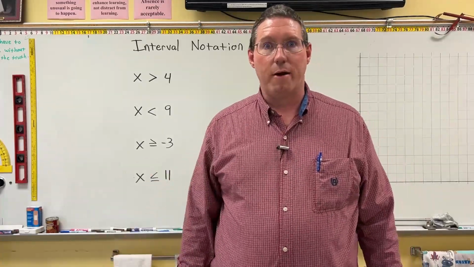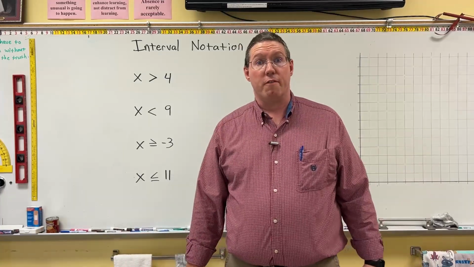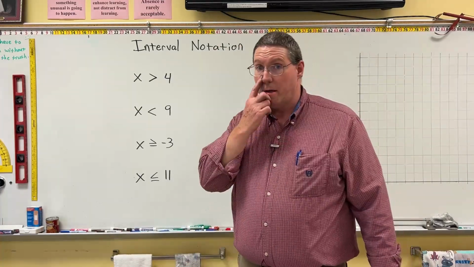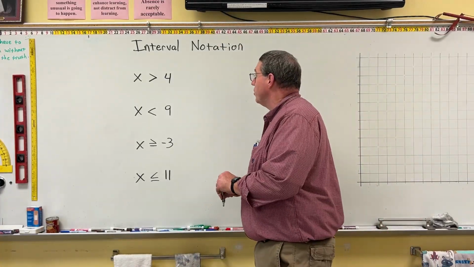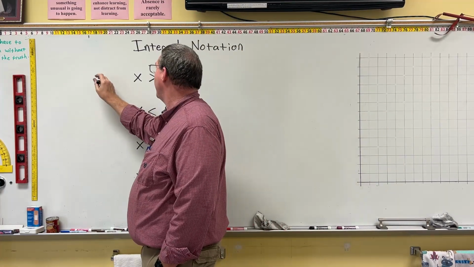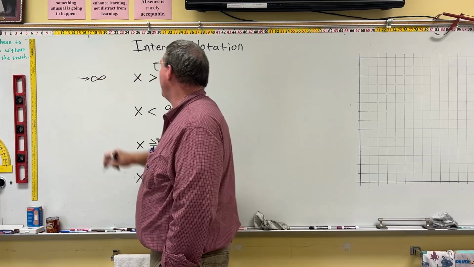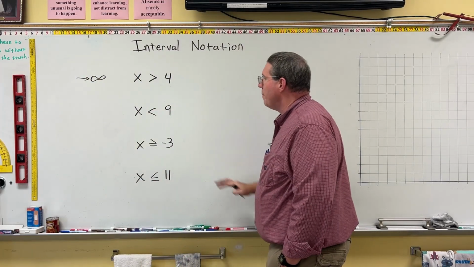So 10 is greater than 4. That's a correct answer. 1,000,000 is greater than 4, so 1,000,000 is a correct answer. And the important thing to know here is that all the numbers larger than 4, if we go as far as we can, ultimately tend toward infinity. Okay? But what about less than?